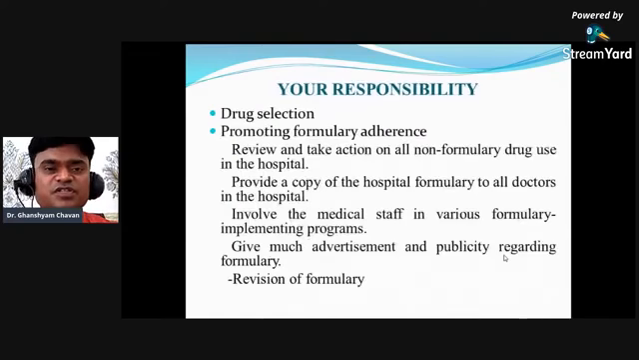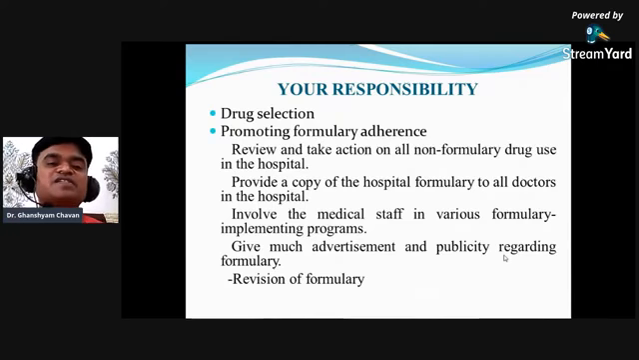Now, our responsibility, drug selection. First, we must select the proper drug for the proper diseases, for proper conditions. So that is very, very important. If you go for the wrong drugs, it will become malpractice. So go for the proper, exact and precise drugs. Specific two or three drugs you should go for, for that typical disease or typical conditions.